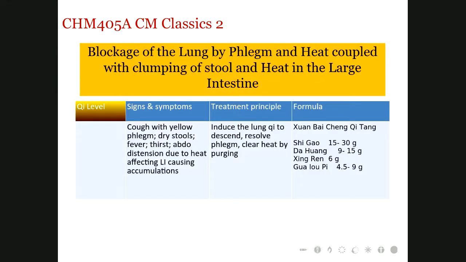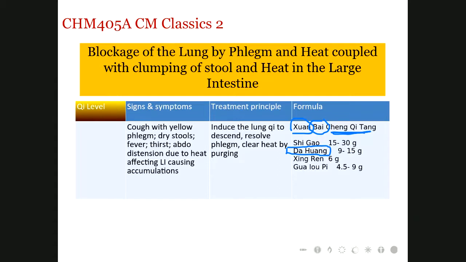Next, blockage of the lung by flame and heat, coupled with clumping of the stool and heat in the large intestine. This is 宣白承气汤. 白 means lung, white lung. 宣 deals with obstruction, to disperse. 承气 we know deals with constipation. By checking the composition, we know 大黄 is present, as in 承气汤. All the rest deal with excessive heat in the lung as well as flame in the lung.